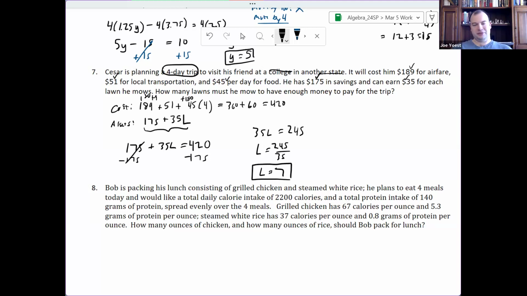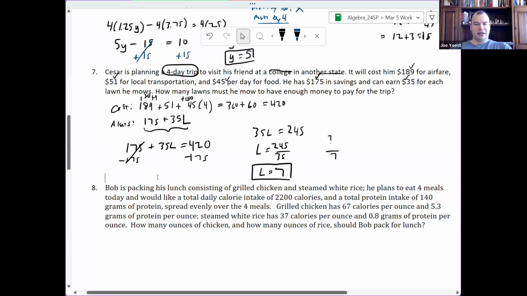So that's how I would approach a problem like this. Of course, you could say, okay, I recognize that there's a factor of 5 in the top and bottom. Dividing a 5 out gives me a 7 on the bottom, and then whatever it gets you on the top. And then you could simplify again. You could do it that way as well. But Caesar has to cut at least 7 lawns to have enough money for the trip.